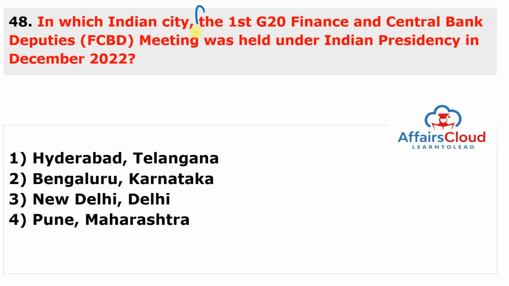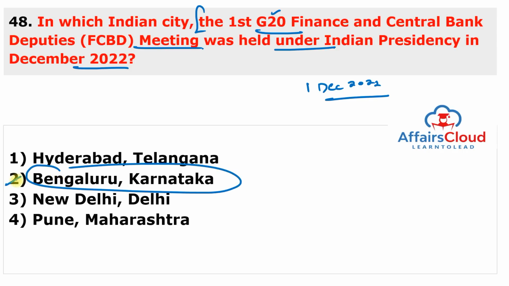In which Indian city was the first G20 Finance and Central Bank Deputies meeting held under the Indian presidency in December 2022? I think all the students know that India assumed the presidency of G20 on the 1st of December 2022. Now the first G20 Finance and Central Bank Deputies meeting was held under the Indian presidency in Bengaluru, Karnataka. So answer of this question is second.